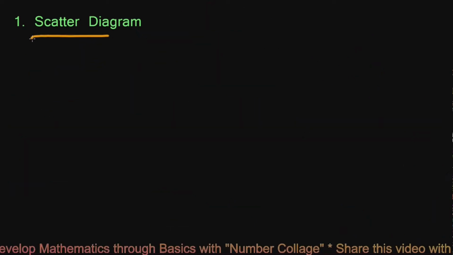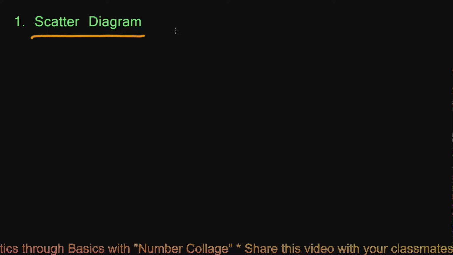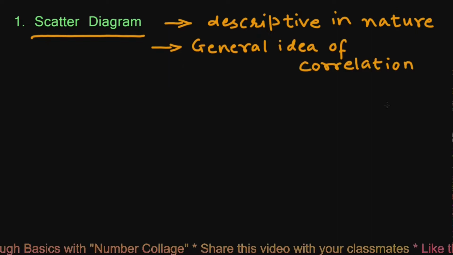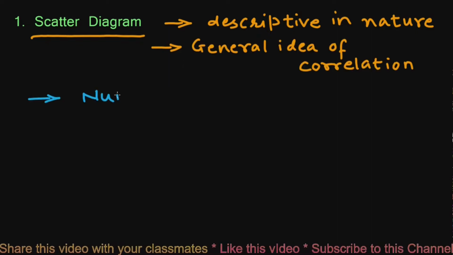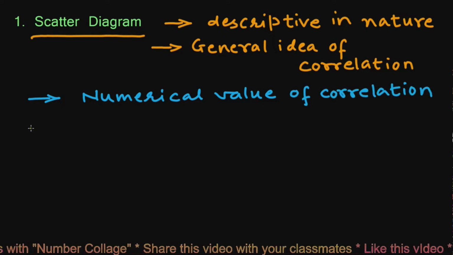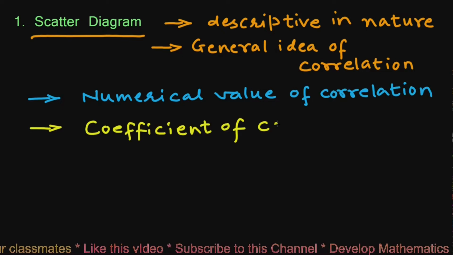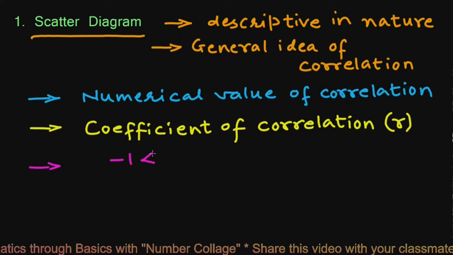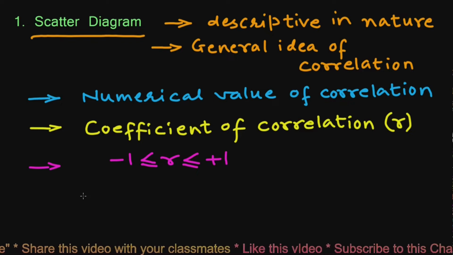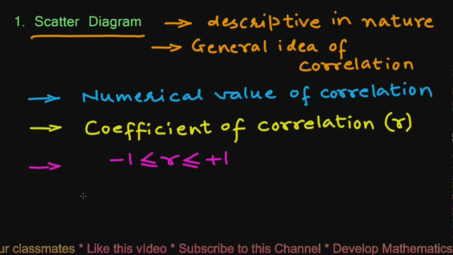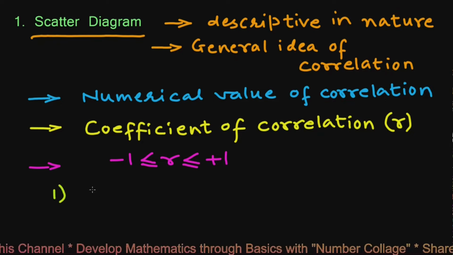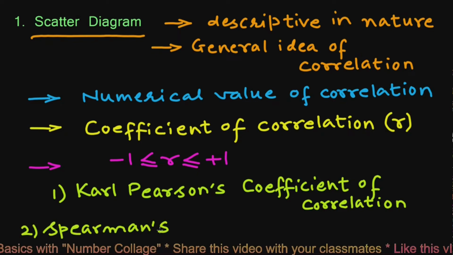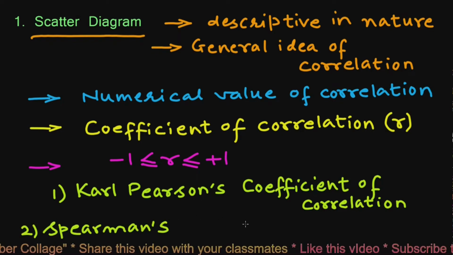Here we find that the method of scatter diagram is descriptive in nature and gives only a general idea of correlation, but we are interested in a numerical value of the correlation known as the coefficient of correlation denoted by R, whose value lies between -1 and +1. And the most commonly used methods for finding coefficient of correlation are method number 1, Karl Pearson's coefficient of correlation, and second, Spearman's rank correlation coefficient.